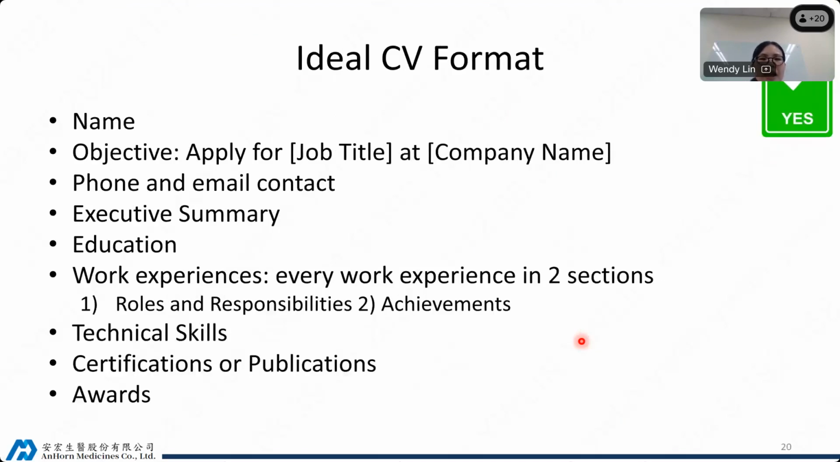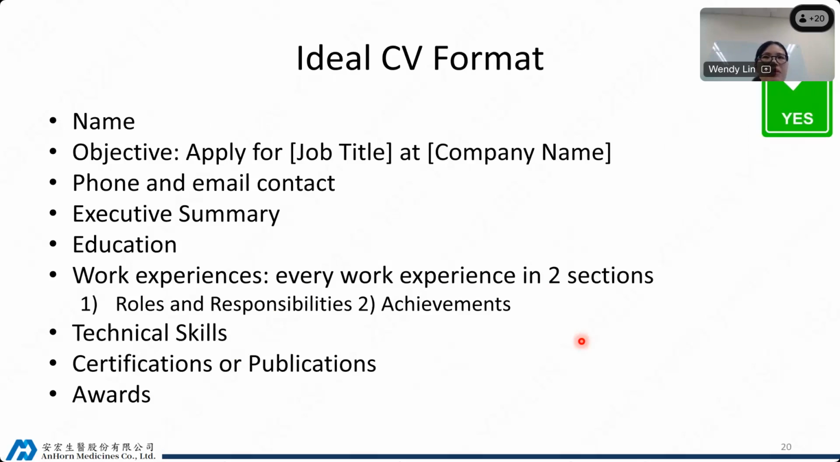Then as for the ideal resume format, I list out different elements that you should definitely include in your first and second page. At the top, you definitely need to include your name, and you can mention which job you are applying for, and your contact information. Then from our previous example, as you can see, there is a short section of the executive summary that describes your main expertise and your experience. And then you should mention your education background and work experiences.